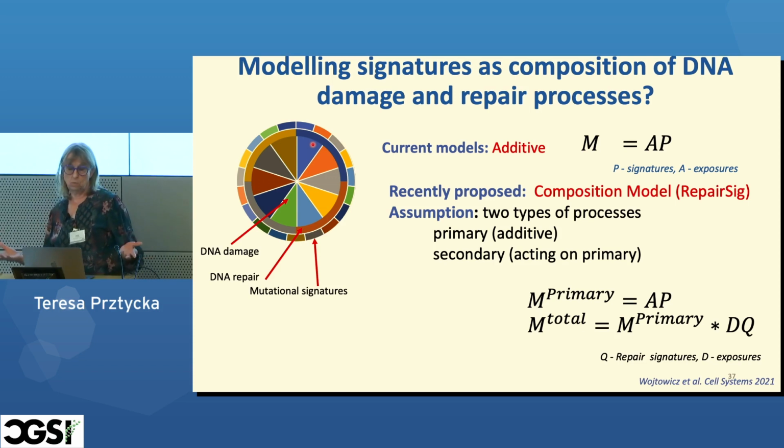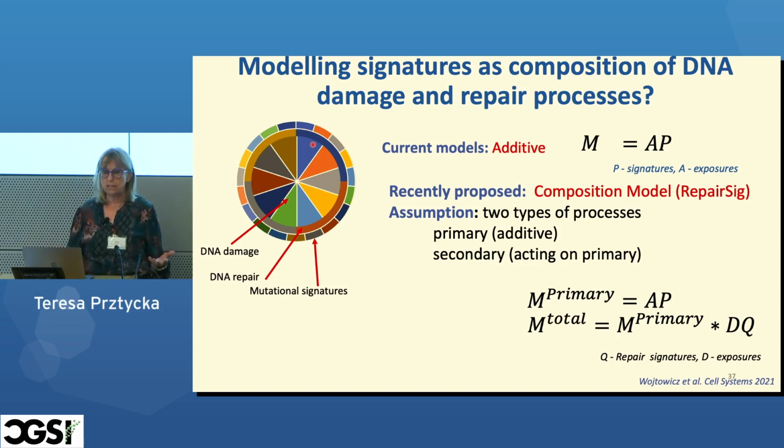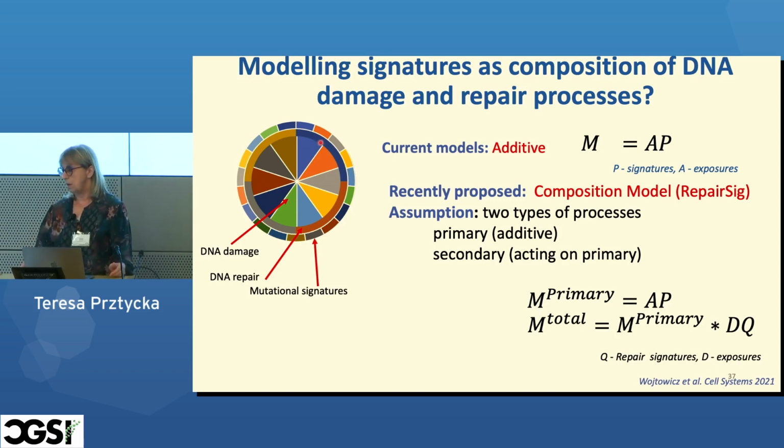And that's getting to be a problem, because with lots of signatures it's harder to decompose them. So maybe we should go back and revisit this issue and ask whether we should really have an additive model, or consider some other ways of modeling mutational signatures.